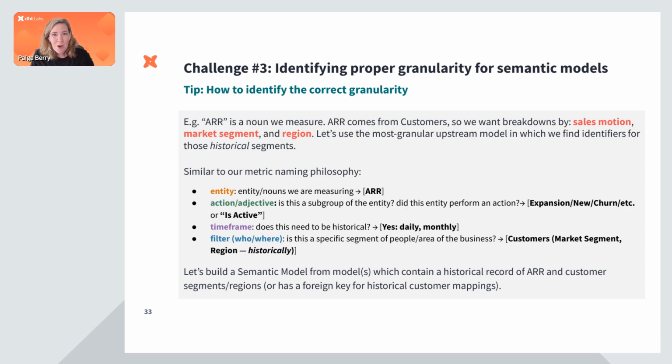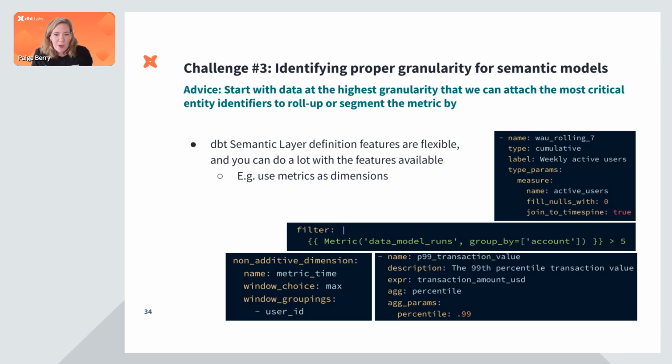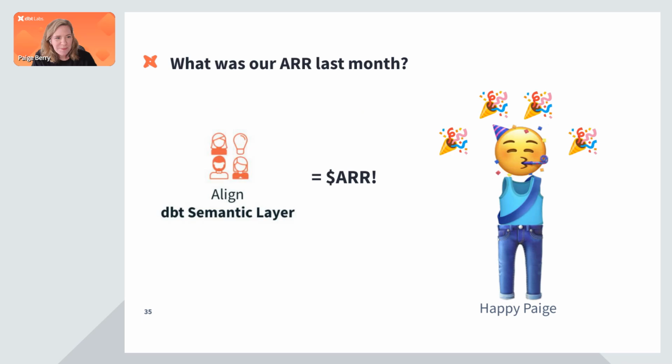So I originally over-aggregated because I thought I had to, because our logic was complex, but it turns out that the dbt layer or the semantic layer definition features are actually really flexible. So you can do really complex stuff with some of them. And these are just some of my favorite examples of some of the complex things you can do with the features.